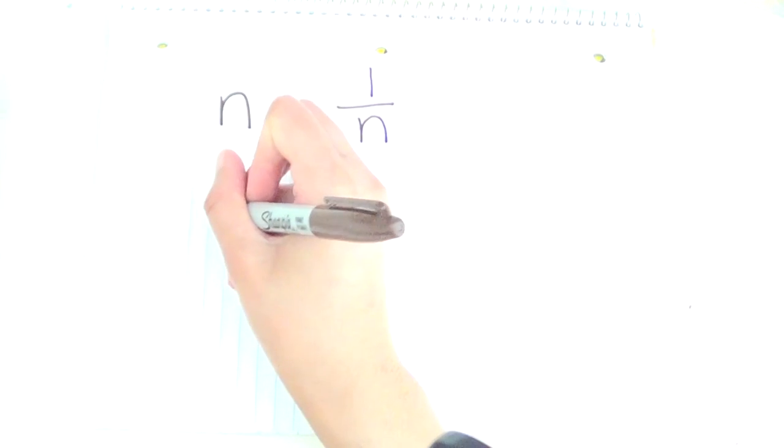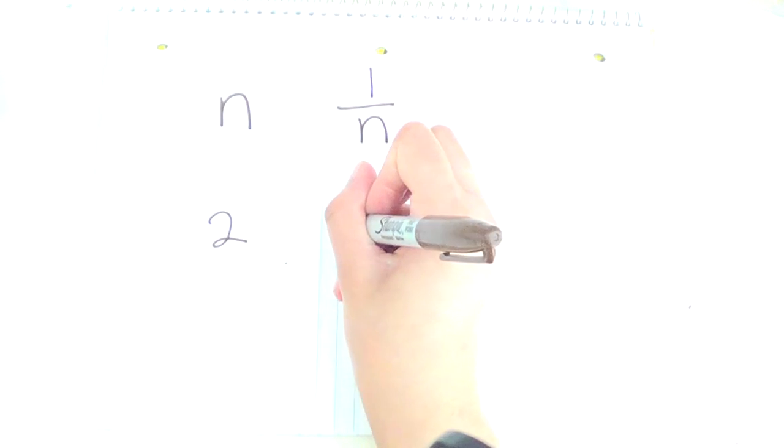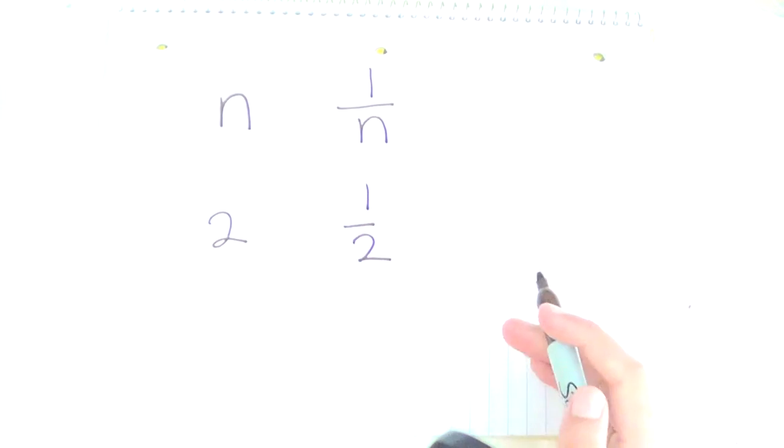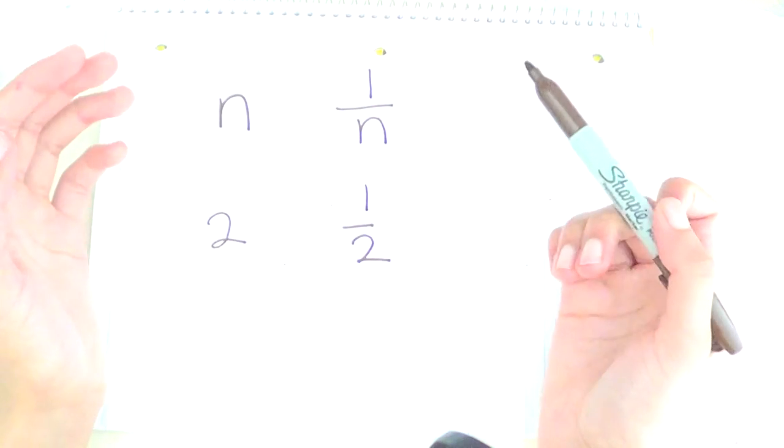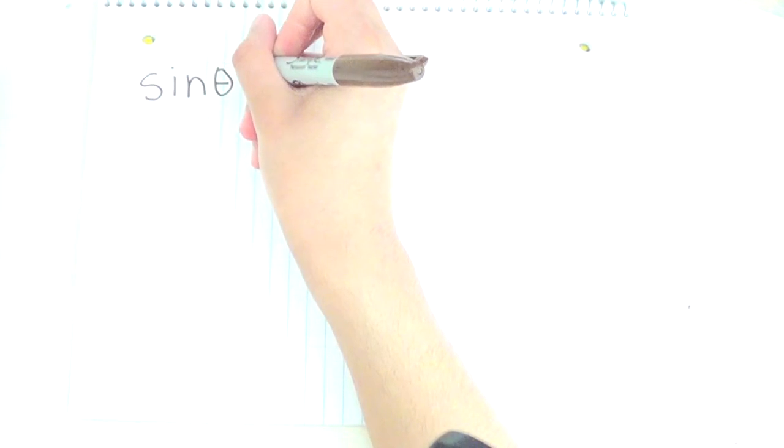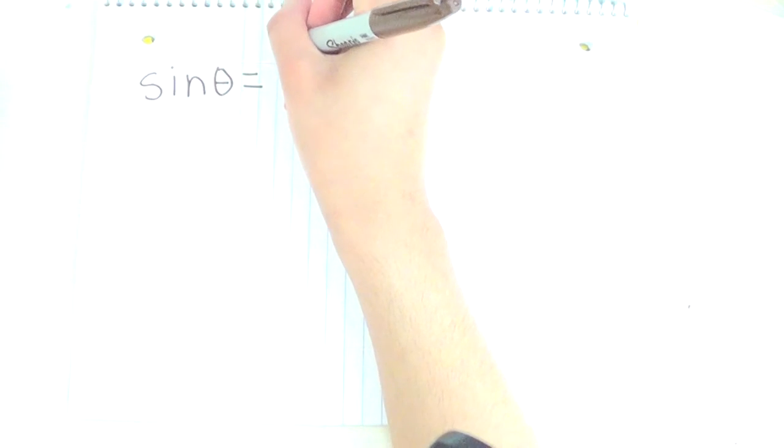So let's say you have the number 2. The reciprocal of 2 would be 1 over 2. Do you understand that? So we're going to apply the same principle for figuring out the reciprocal identities. So let's start off with sine theta. Sine theta is equal to opposite over hypotenuse. So if we want to find the reciprocal of sine theta, how would we do this?